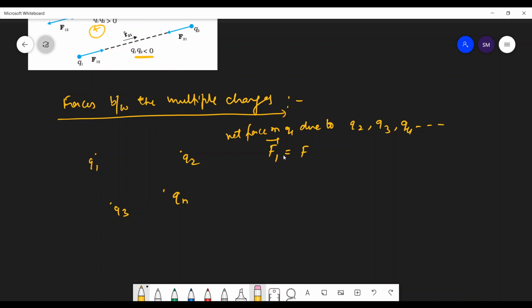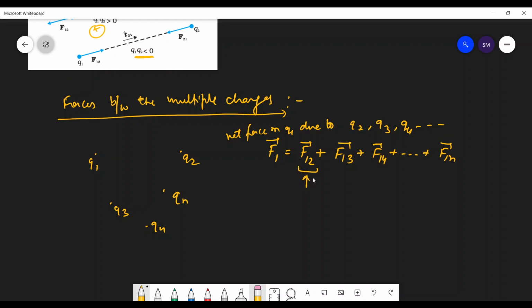So the net force on 1 is equal to the sum of the individual forces acting on 1, that is, force on 1 due to 2, force on 1 due to 3, force on 1 due to 4, if there is Q4, plus and so on up to force on 1 due to n. This is the net force, and I am adding them. Here the individual forces are unaffected due to the presence of other charges.